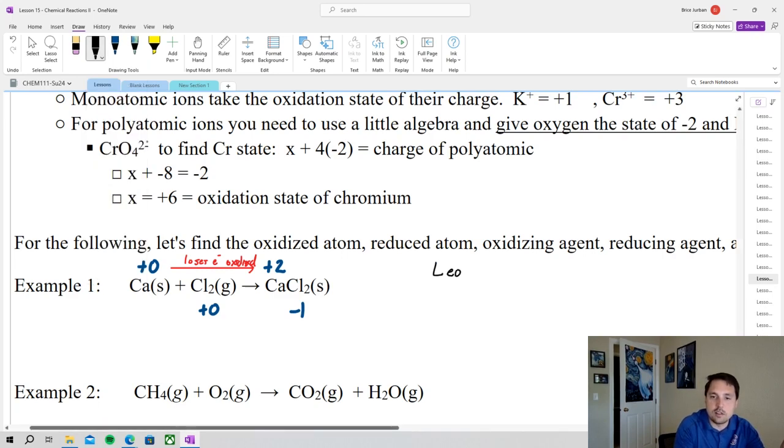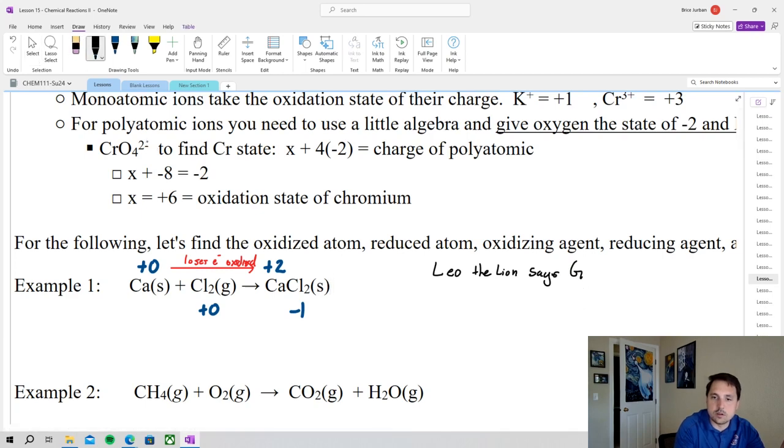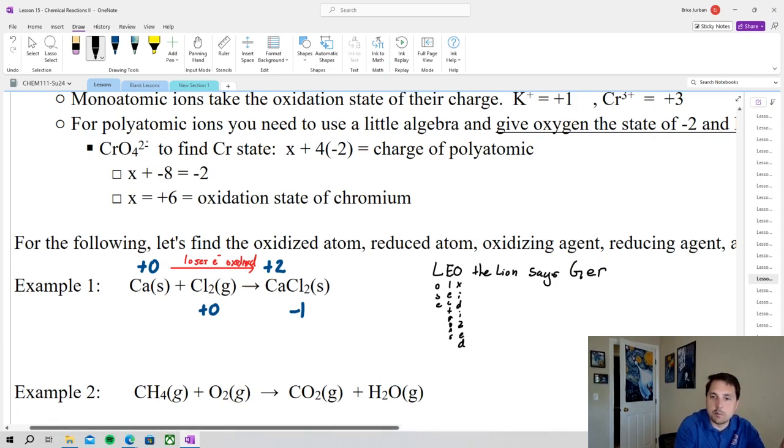And one way to remember this is from this acronym that I've used for a long time. It's LEO the lion says GER. So GER spelled G-E-R. So LEO says GER. That is one way of remembering. Let me put this in capitals. That if you lose electrons, then you're oxidized. But if you gain electrons, you're reduced.